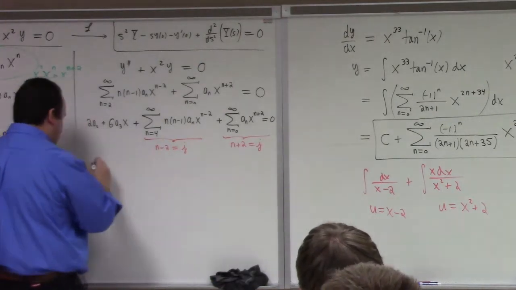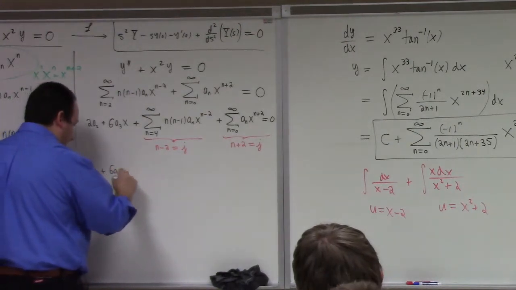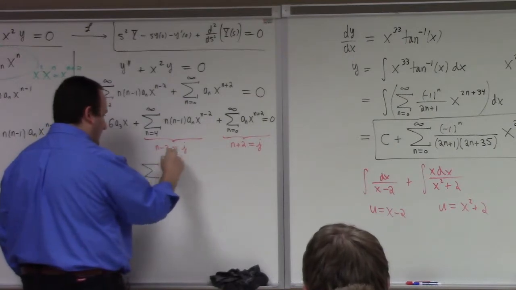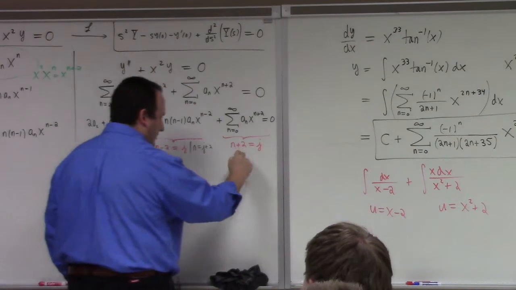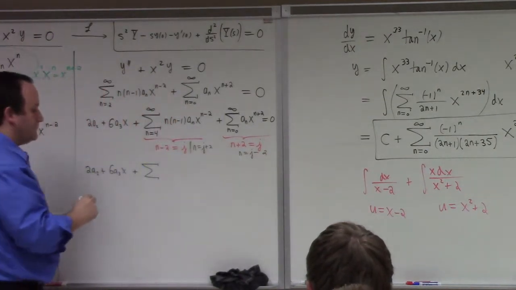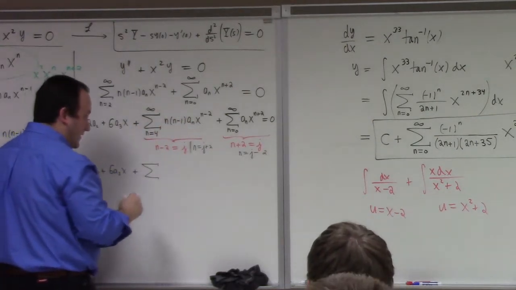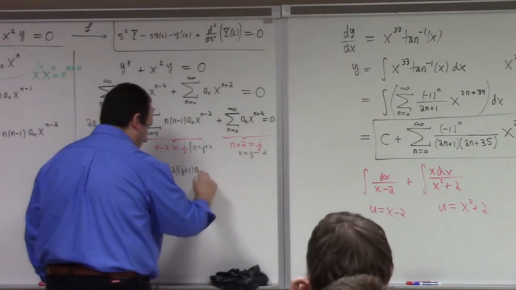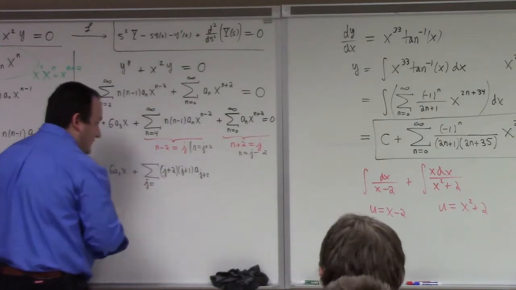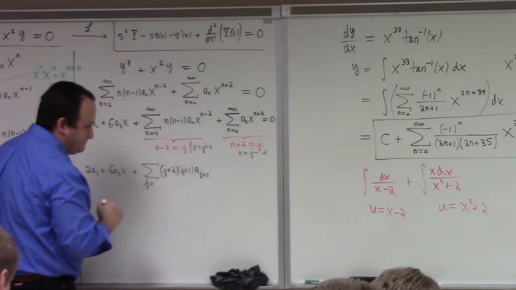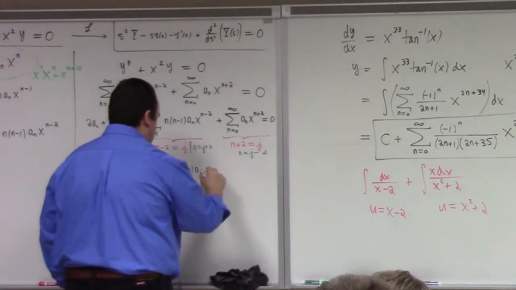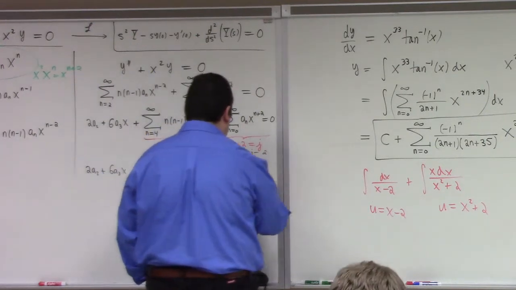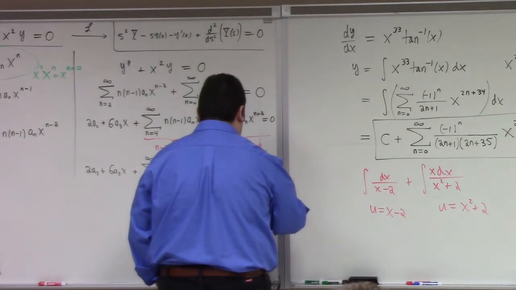Anyway, so with this substitution, these guys are still out front, minding their business. We get the sum. Now what happens? n equals 4, j equals what? Well, n equals j plus 2, right? For the first one. Over here, n equals j minus 2, right? So for this sum, n equals j plus 2. So we get j plus 2 times j plus 1, a sub j plus 2, right? n equals 4, j equals what? 2. Yeah. And that's all to the x to the power j, plus the sum. Again, j equals 2 to infinity, a sub j minus 2, x to the power j.